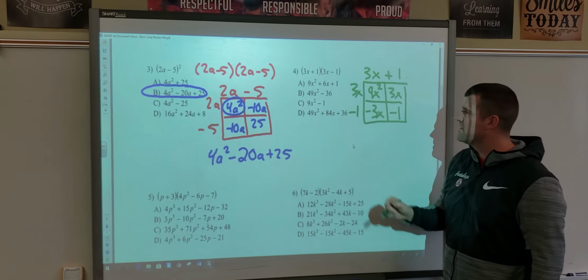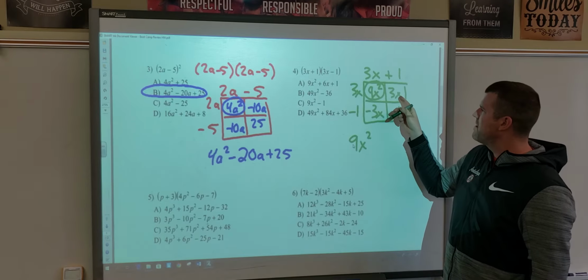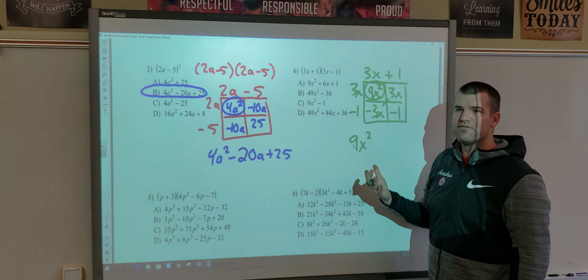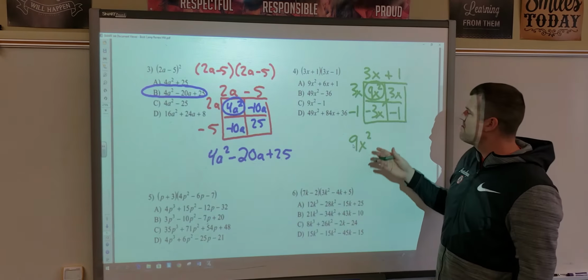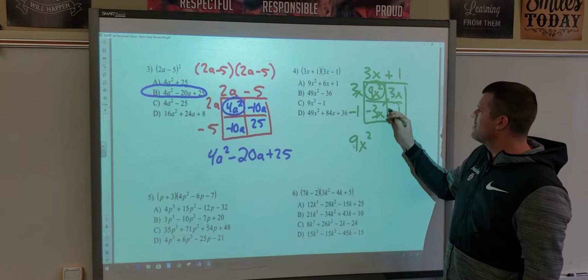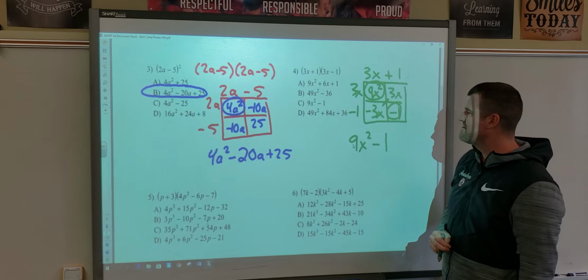This time when we combine like terms, we still have our 9x squared first, but this time we have positive 3x and negative 3x, which if we combine positive 3 and negative 3, they add to 0, so we have no x's. We don't have to put it down, there's nothing. And then we go to our constant, which is negative 1. So 9x squared minus 1.